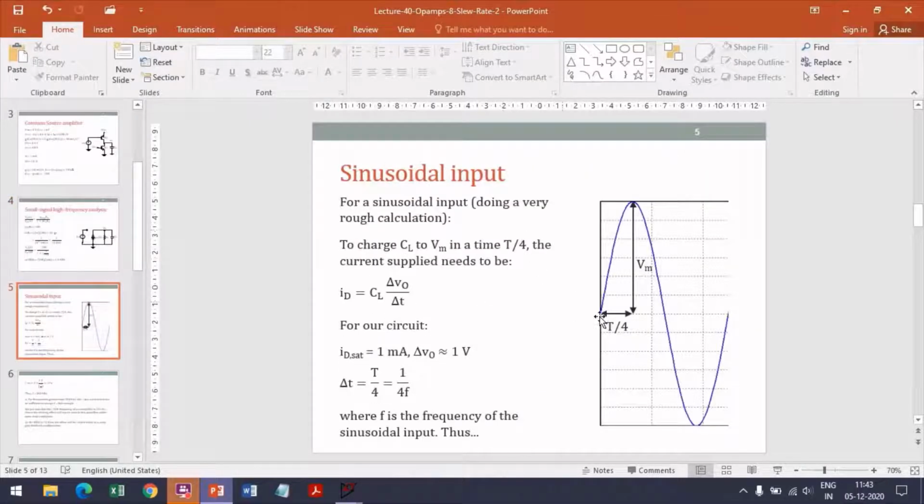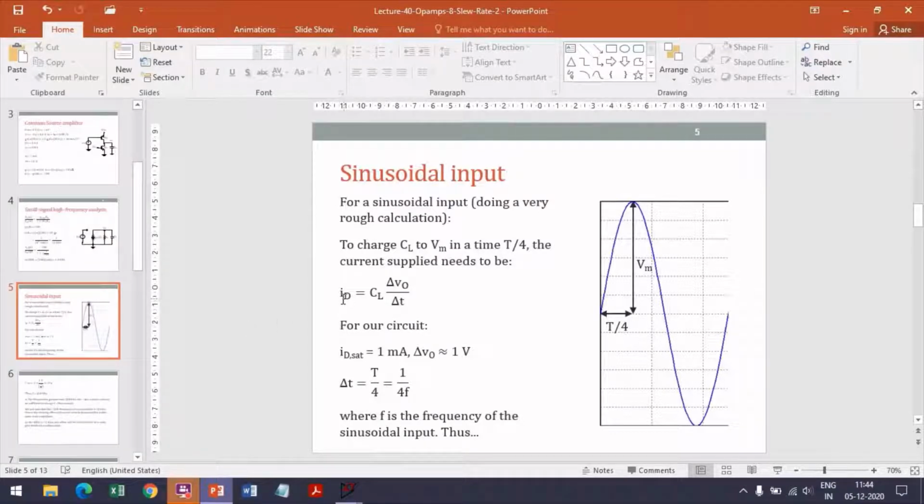Let us say we've applied a sinusoidal input to our circuit, and this is the sinusoidal output. So the output goes from the DC value, for our case 1.5 volts, to 1.5 plus the amplitude of the sinusoidal signal. Now if the frequency of the signal is F, then the time period is capital T. Then in T by 4, the output must go from its DC value to DC value plus Vm. So let us do some calculations.